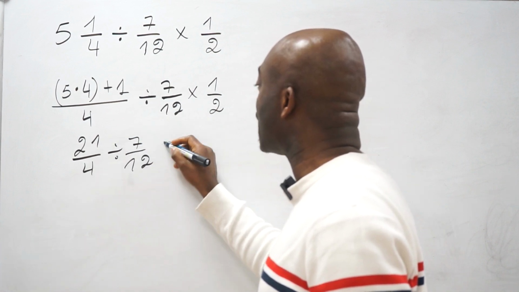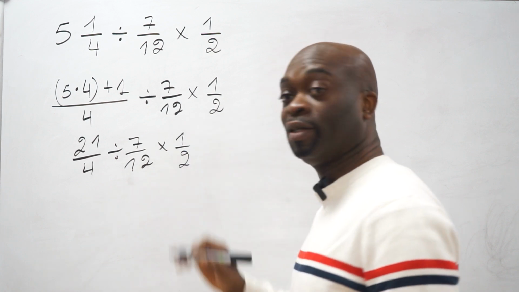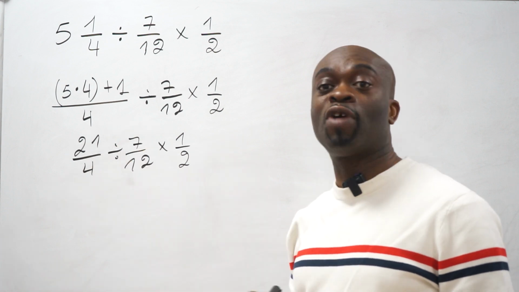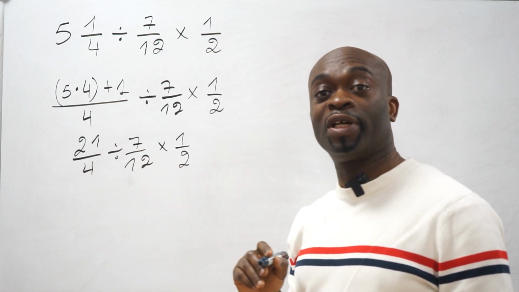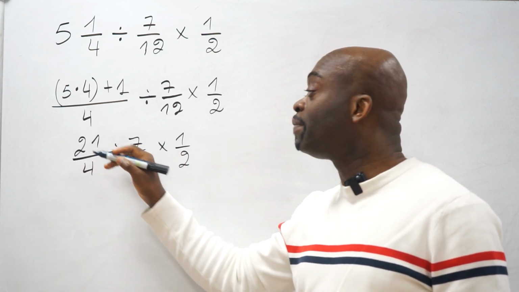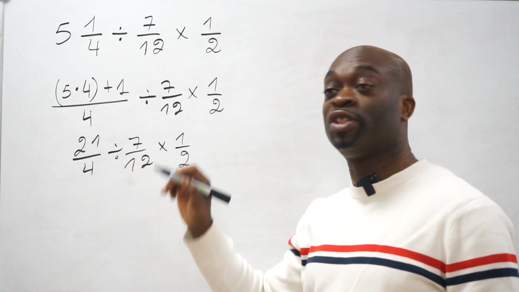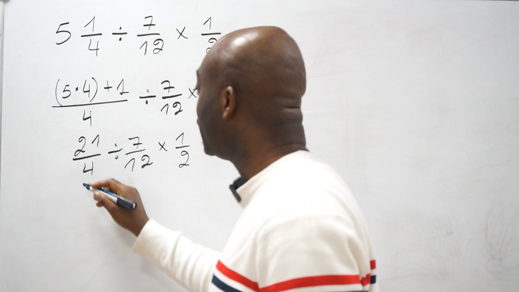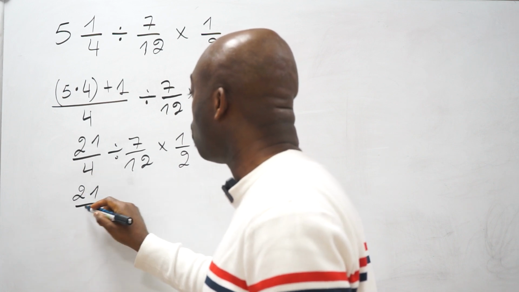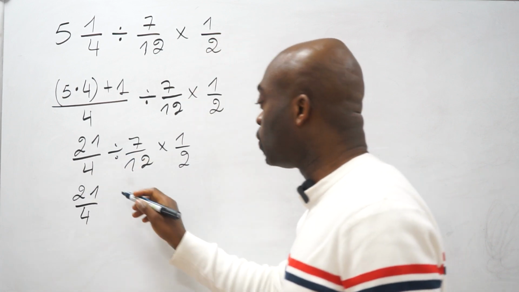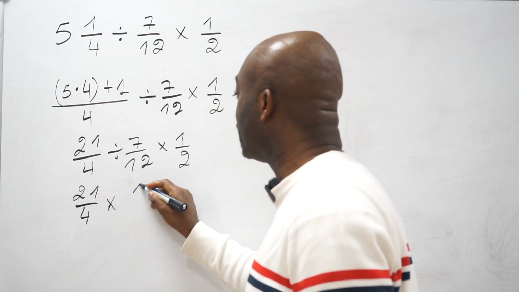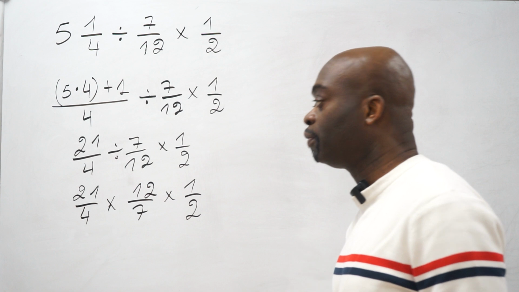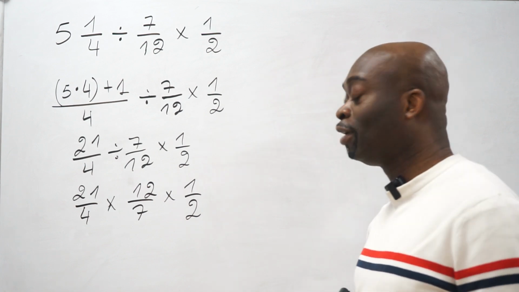We're taking our time at this point, one step at a time. Because we have division between two fractions, we keep the first fraction as it is, change the division to multiplication, and flip over the second fraction. That's the best way to go. So we have 21/4, change the division to multiplication, and that becomes 12/7 times 1/2. How lovely, right?